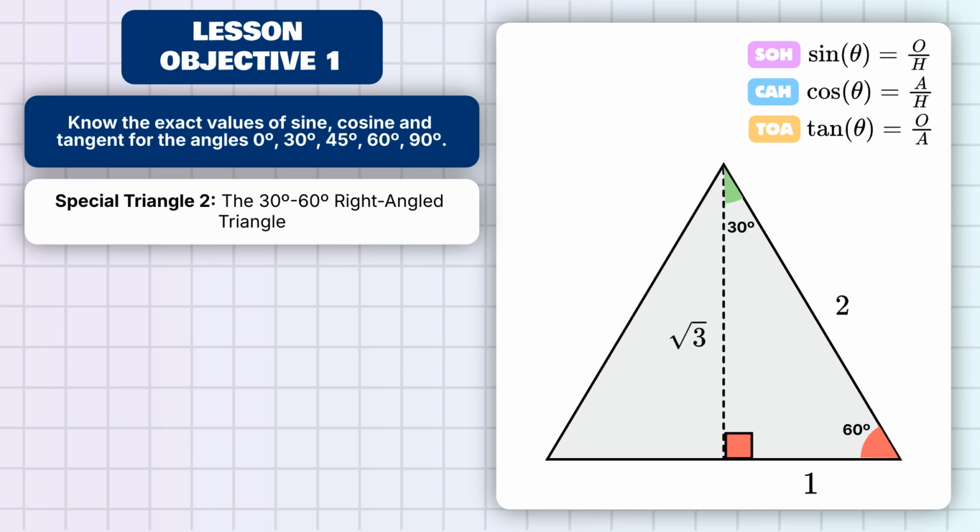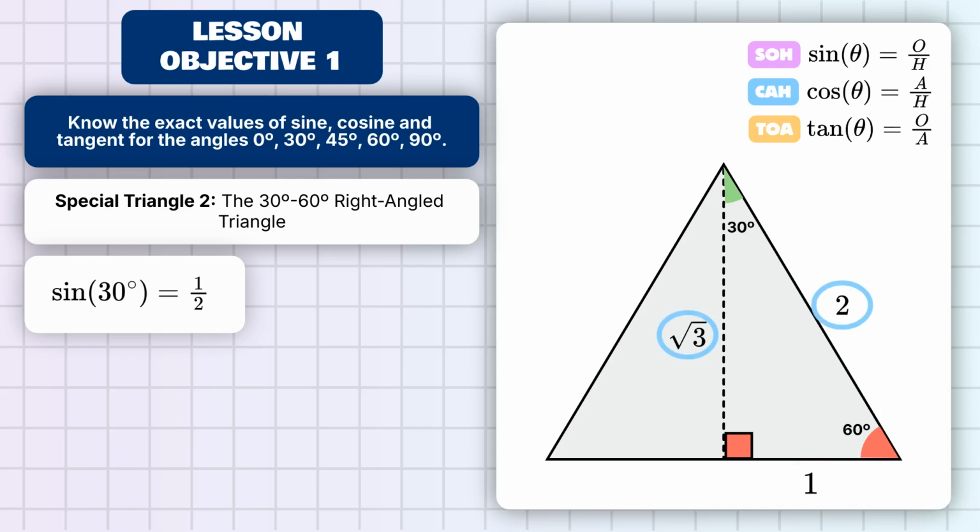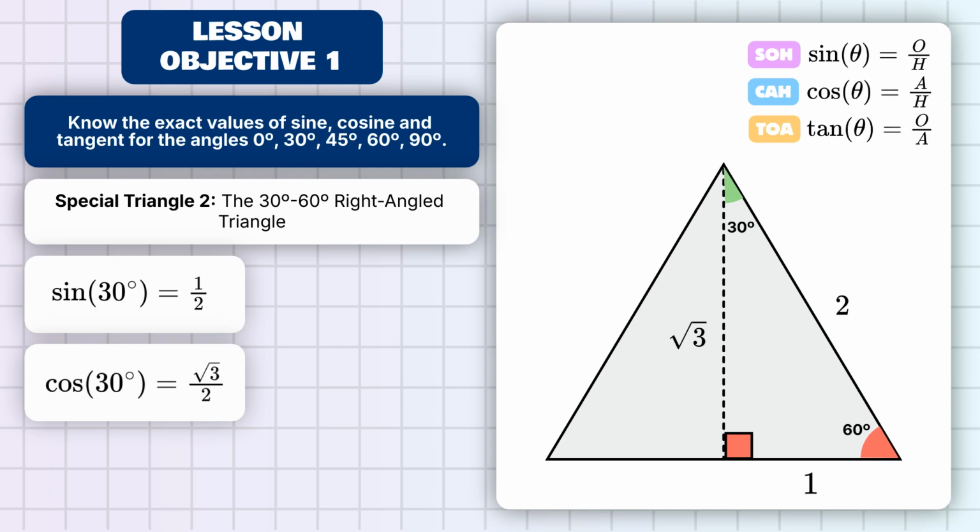First, let's focus on our 30-degree angle in the triangle. We know that sine is opposite over hypotenuse, so we find that sine of 30 degrees is 1/2. We know that cos is adjacent over hypotenuse, so we find that cos of 30 degrees is root 3 over 2. Finally, we know that tan is opposite over adjacent, so tan of 30 degrees equals 1 over root 3, which can be written as root 3 over 3.